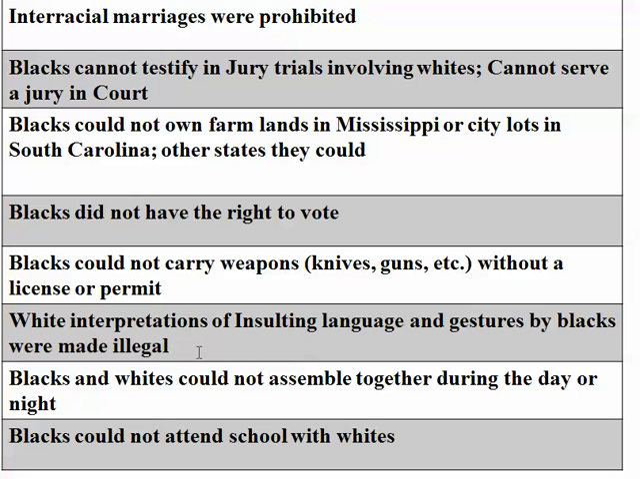And then if whites interpreted their language as insulting or their gestures as insulting, then blacks could be put in jail because those certain types of language and gestures were made illegal. And then blacks and whites could not assemble together during the day or night. Unlawful assembly was against the law, and you could be put in jail for that. And then blacks could not attend schools with whites. And then, of course, segregation laws keeping blacks and whites separate within society were passed under these black codes.